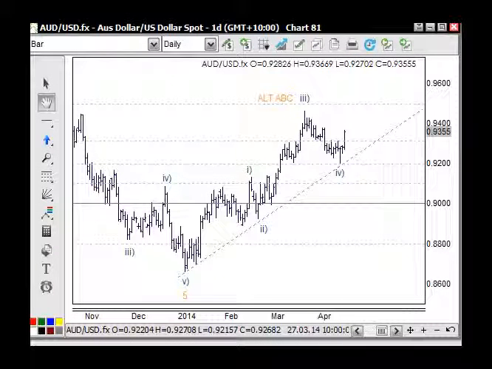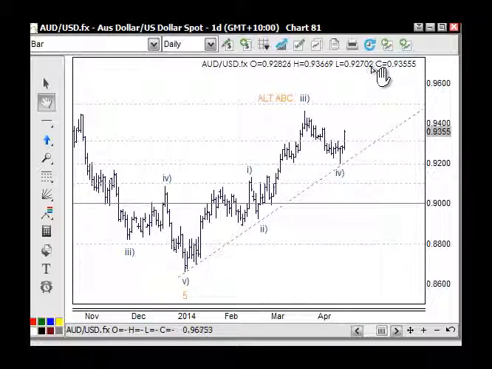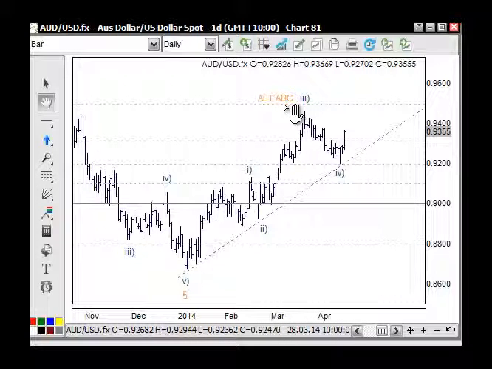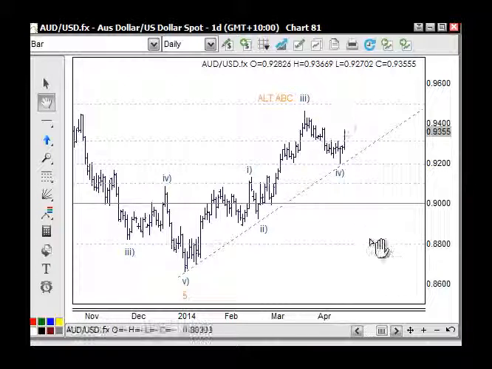The Australian dollar, looking at it on the daily chart here, we've got 2 counts on this. One's the 1, 2, 3, and back for 4 and up for 5, which I've always liked. The ABC, of course, which we need to keep on the page, is the A wave to here, the B wave, and the C wave to here, and completing here, and then folding over here.